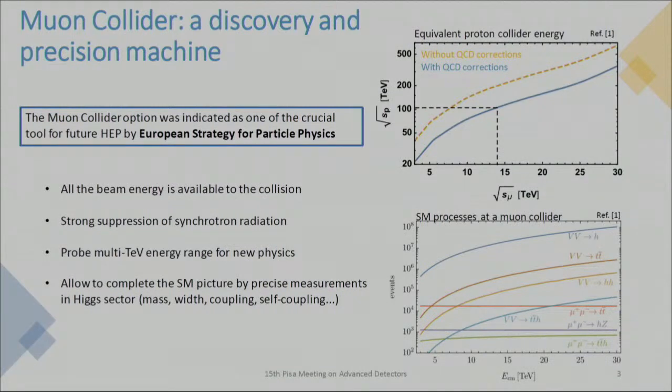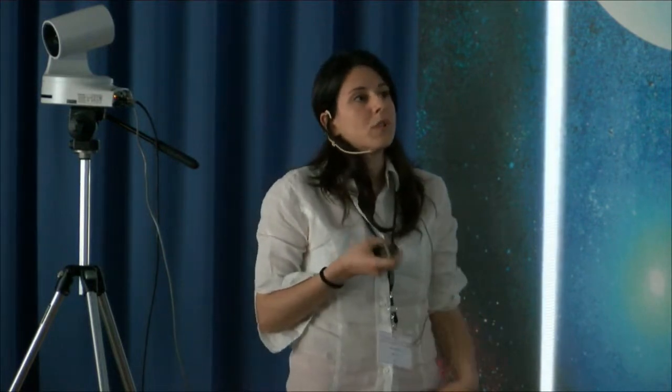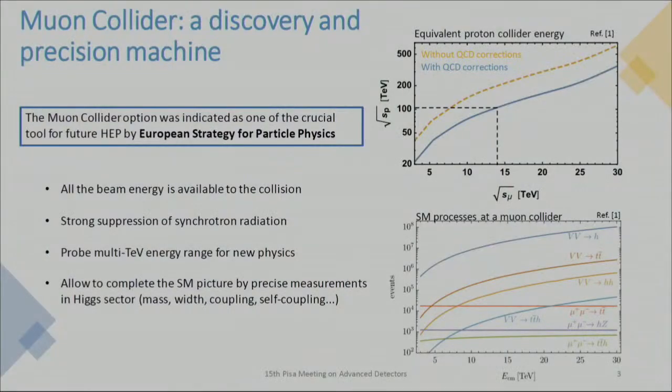The muon collider has a great potential, both in terms of discovery and as a precision machine. In fact, the European strategy for particle physics indicated it as one of the crucial tools for the development of high energy physics. This is because muons can probe the multi-TeV energy range for discovery of new physics, and this is because they do not suffer from synchrotron radiation at these energy values, and all the beam energy is available to the collisions.